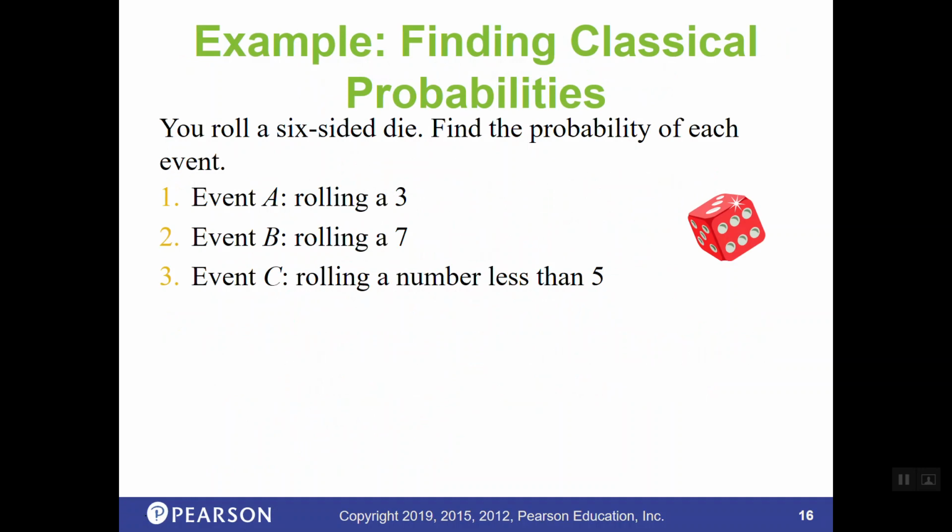If you roll a 6-sided die, find the probability of each event. First, the probability of rolling a 3. When you roll a 6-sided die, there is only one of those 6 numbers that is a 3. So the probability of rolling a 3 is 1 out of 6. Number 2, the probability of rolling a 7. It only goes from 1 through 6, it only is a 6-sided die. So how many of those is a 7? None. None equals 0. So 0 divided by 6 is equal to 0.